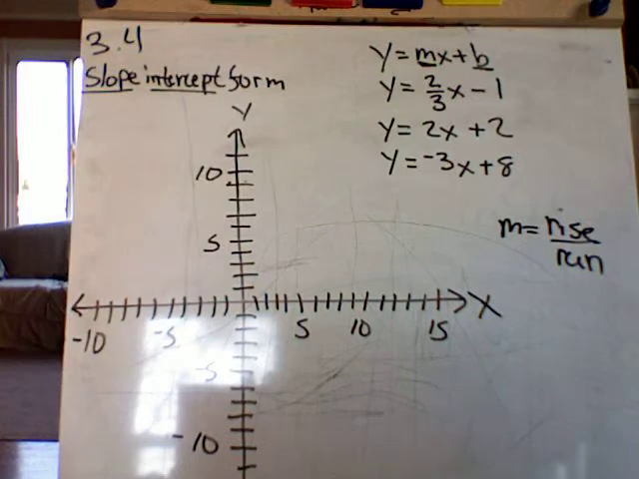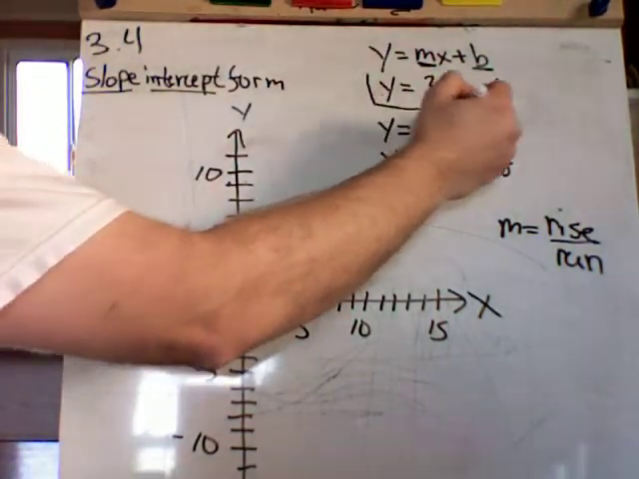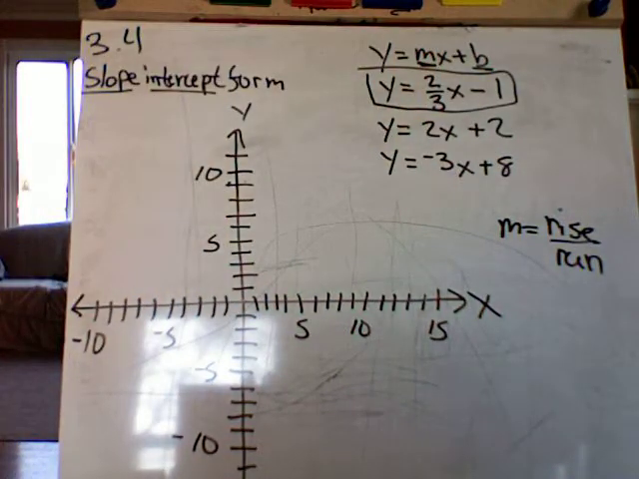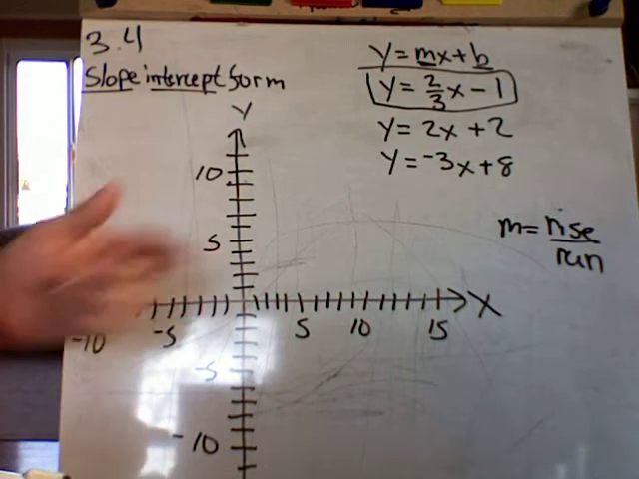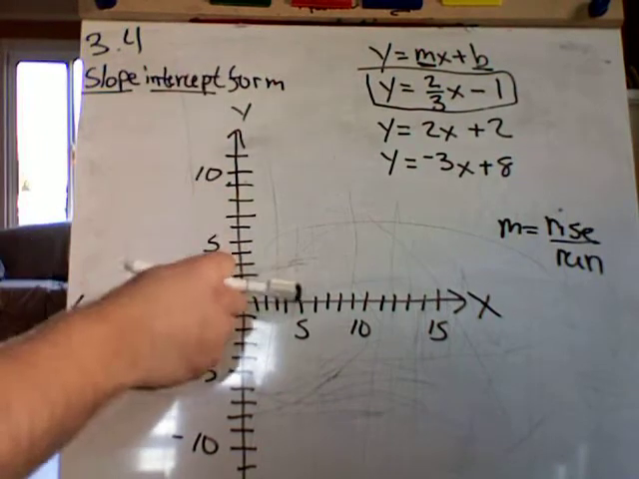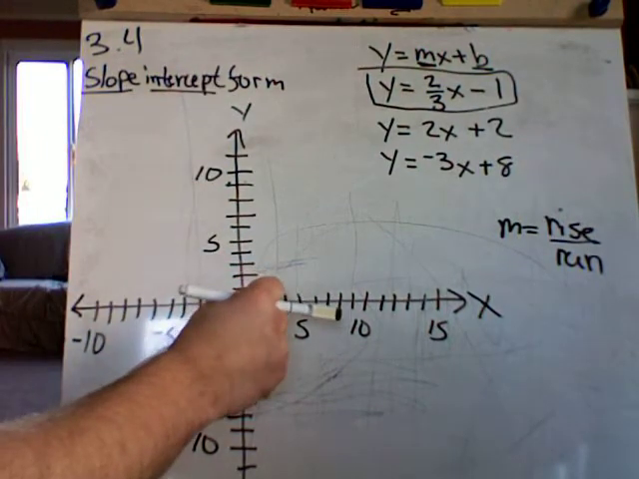So I'm going to look at this first equation, that one right there, and I want to graph it. Well, I'm going to start off at my starting point. And my starting point is something I already know, which is the y-intercept, right? And the y-intercept is -1. So I go to 0, -1, which is right there.